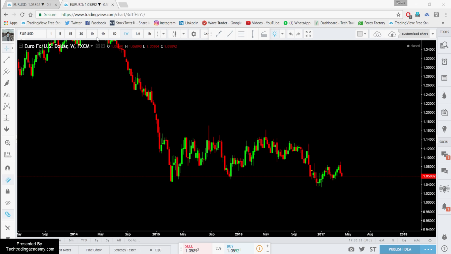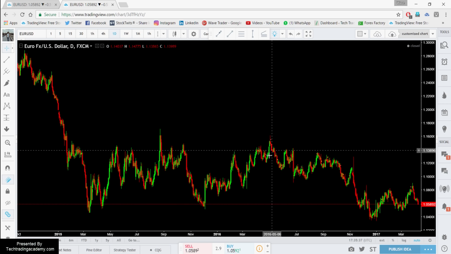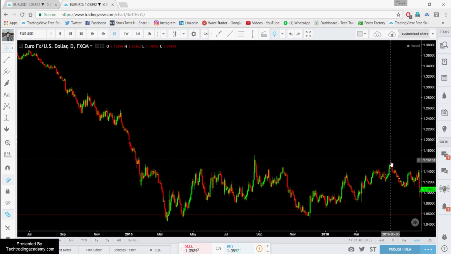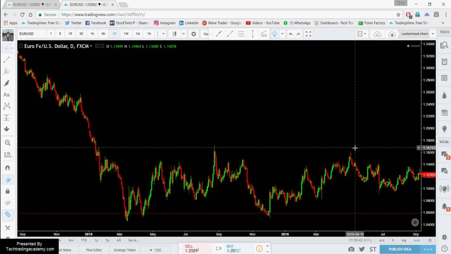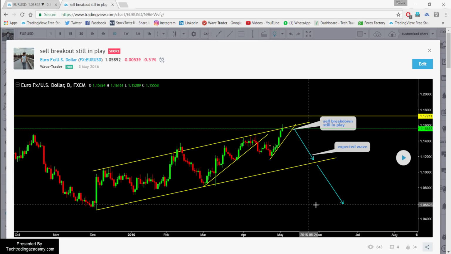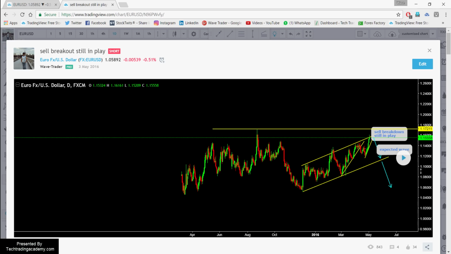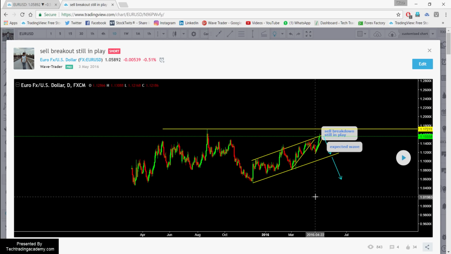Now let me show you where I was looking for short. Here I was looking for short. I have shown you here at that place. That was the short reversal place. That is the wave which I was anticipating on 3rd May 2016.